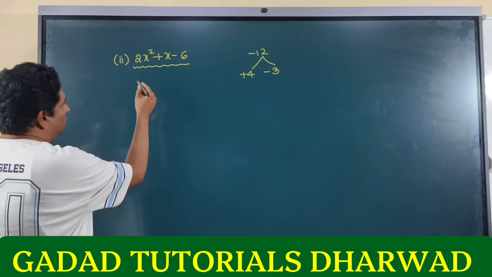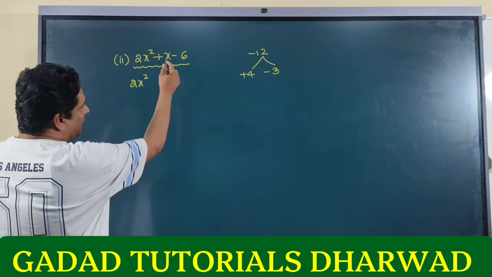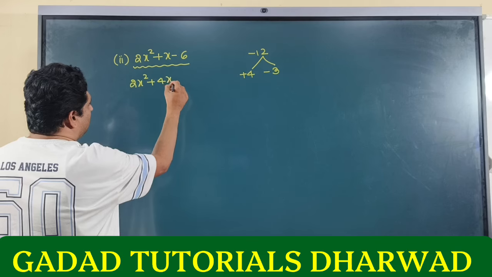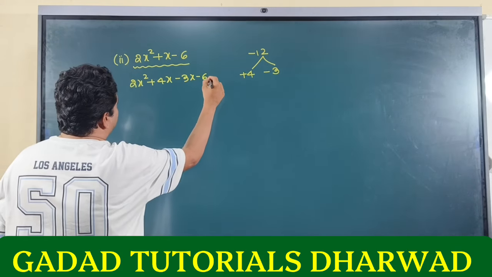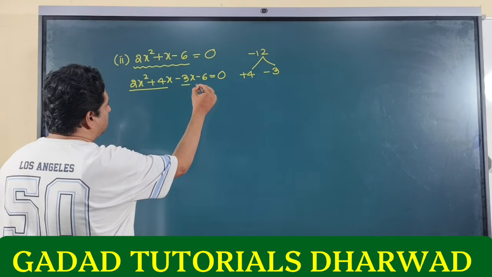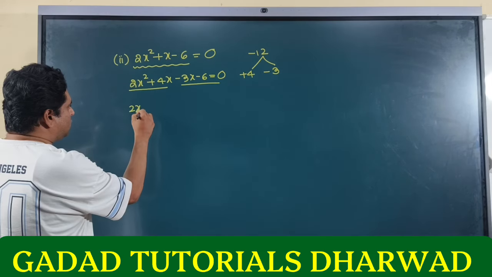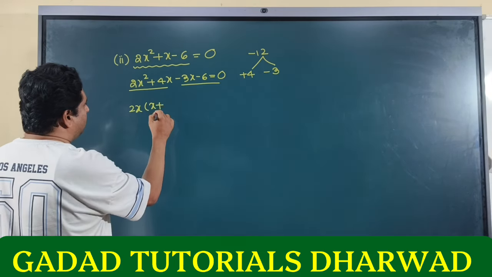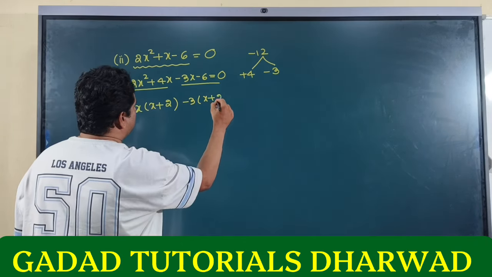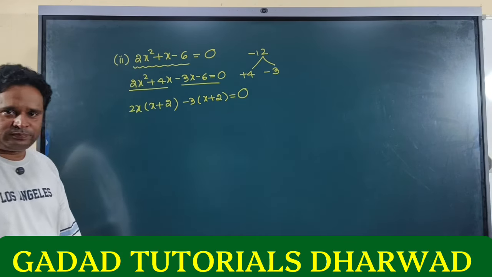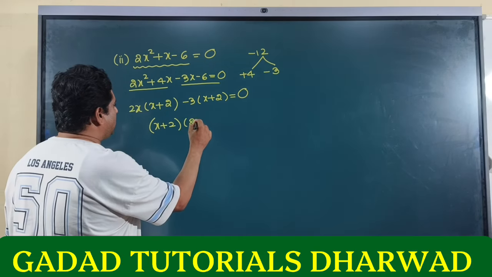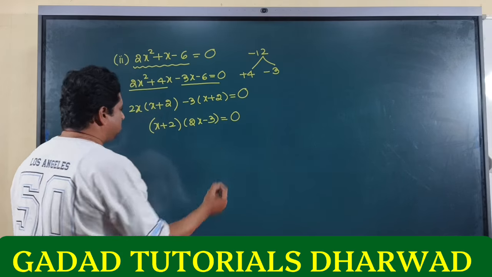Okay, now see how I'm solving. 2x². I'll split this +1x as +4x and -3x. 2x² + 4x - 3x - 6 = 0. Right? And group them into two. What is common here? 2x is common. If I take 2x common, we get x + 2. And here if I take -3 common, we get x + 2 = 0. Altogether common is what here? x + 2. Another factor is 2x - 3.